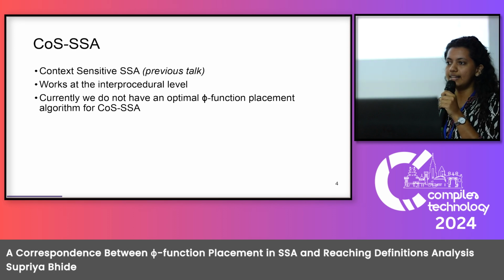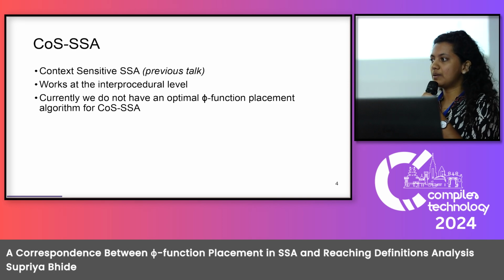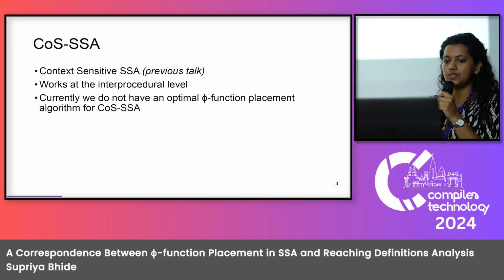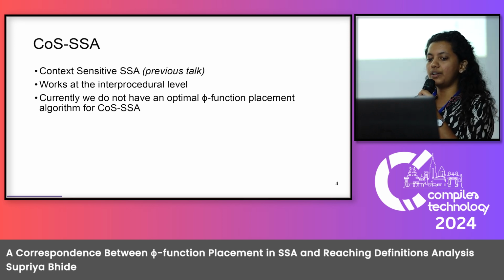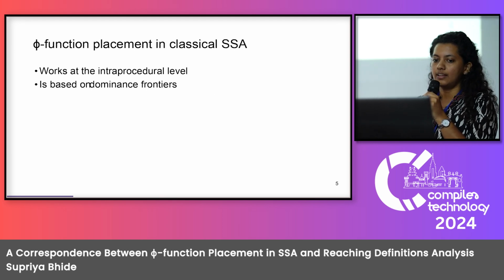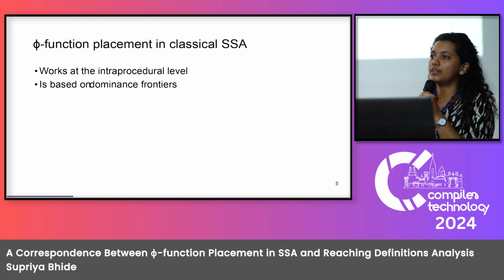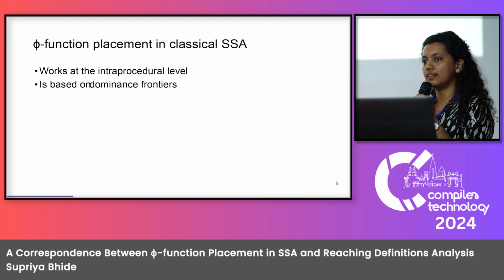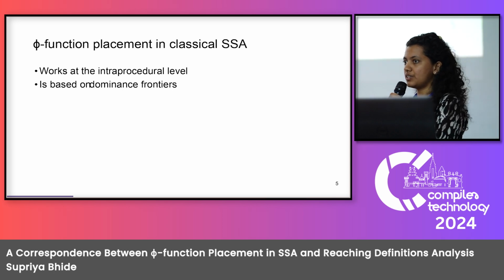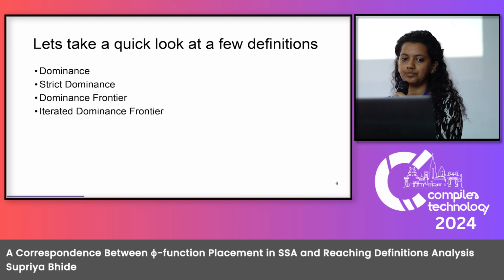Since we're talking about context sensitive SSA, we looked at it in the previous talk. Context sensitive SSA works at the interprocedural level. And currently we do not have an optimal phi function placement algorithm for context sensitive SSA at the interprocedural level. So let's look at how the phi placement takes place in classical SSA. Classical SSA works at the intraprocedural level and it is based on dominance frontiers.